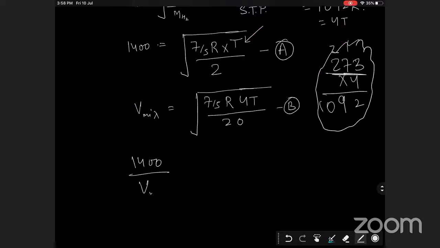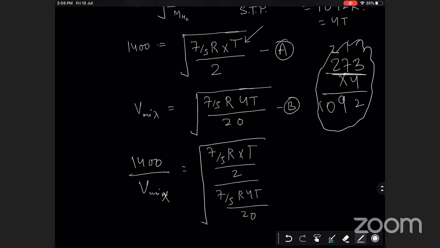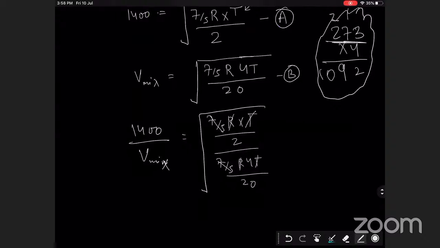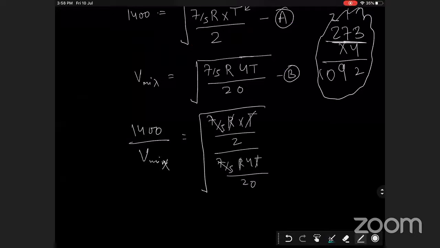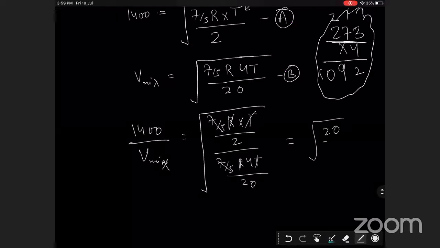1400 divided by the velocity of sound in the mixture is equal to 7 by 5 R into T divided by 2, divided by 7 by 5 R into 4T divided by 20. T got cancelled, R got cancelled, 7 by 5 got cancelled. Root of 20 by 8, right? Yes, sir, so it is 10 by 4.